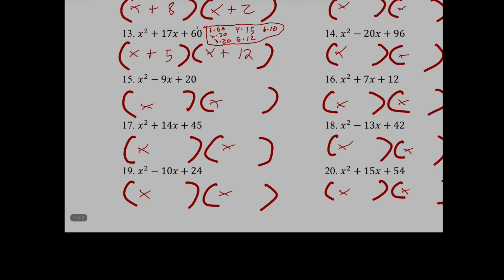All right, third term positive. Signs are the same. Take the sign of the middle, which is negative. So this is going to go minus minus. What multiplies to 20 and adds to 9, that's going to be 4 and 5.